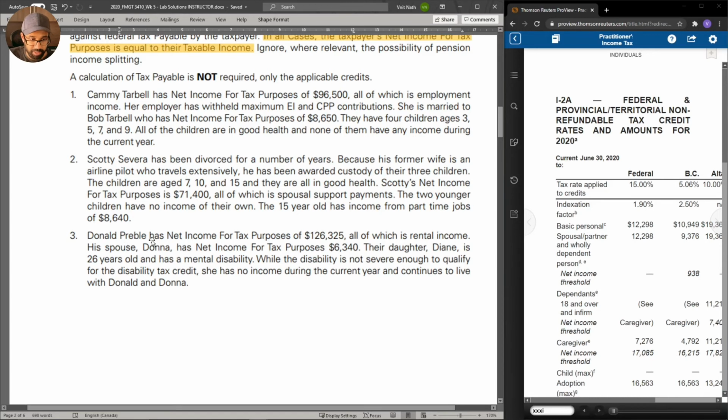So going back to the question, all of that NITP for Donald, all of which is rental income. His spouse, Donna, has NITP for tax purposes of $6,340. Their daughter, Diane, is 26 years old and has a mental disability. While the disability is not severe enough to qualify for the disability tax credit, she has no income during the current year and continues to live with Donald and Donna.